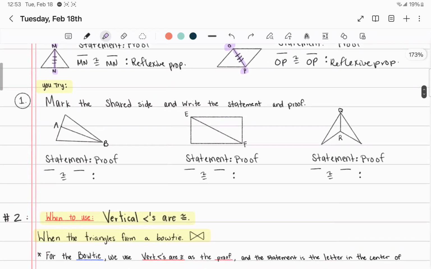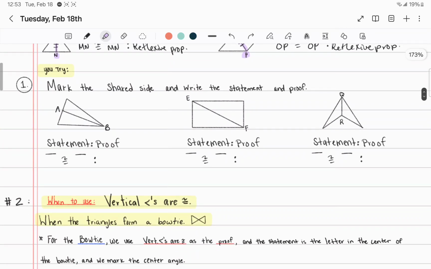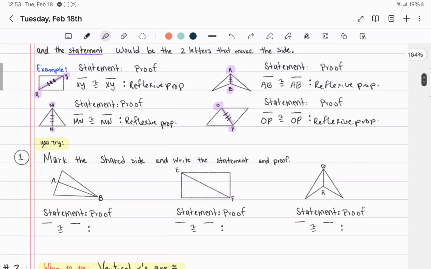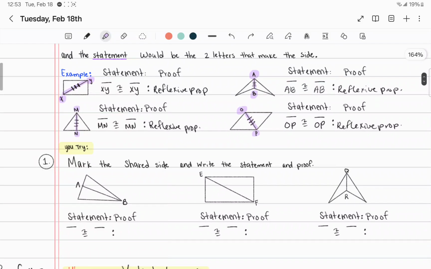Now, you guys go ahead and do those. You can pause the video here if you want or go back to it. You have to mark the shared side and write the statement and proof just like I did here. Okay, mark the shared side, write the statement of the proof.